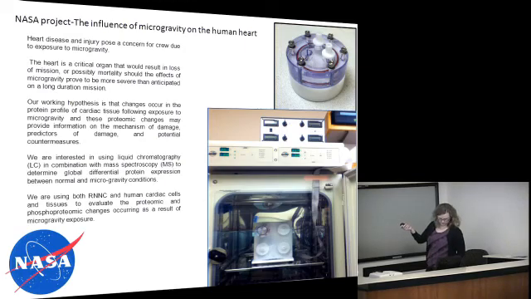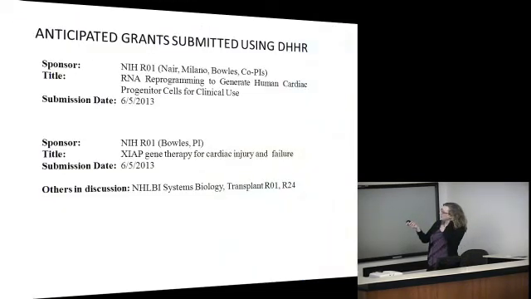So I just want to switch gears and talk about some of the sustainability efforts that we're trying to do. We're anticipating submitting several grants in the near future. One I haven't mentioned any data about, but we're working with Dr. Nair, who has done quite a bit of work with RNA dendritic cell vaccines. And one of the things we're interested in is reprogramming fibroblasts into cardiac progenitor cells using RNA.